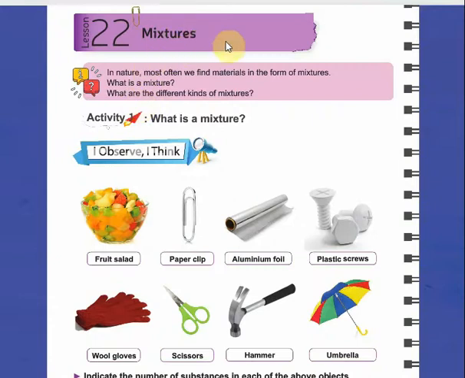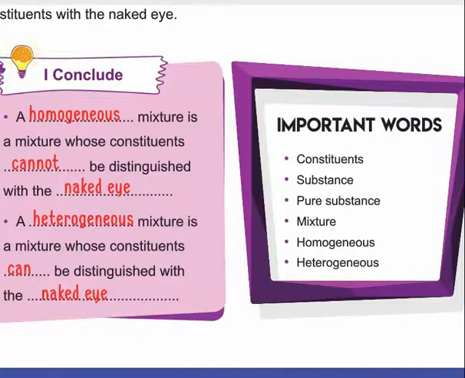Our last lesson is about mixtures. In this lesson, we are going to remember the kinds of mixtures: homogeneous and heterogeneous. A homogeneous mixture is a mixture whose constituents cannot be distinguished with the naked eye. I mean, I cannot distinguish the contents of this mixture, like water and salt or water and vinegar. While a heterogeneous mixture is a mixture whose constituents can be distinguished with the naked eye, like water and oil, for example.